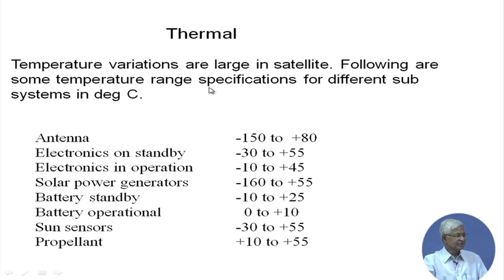Following are some temperature range specifications for different subsystems. These are some typical numbers, you can see the range. The antenna faces the maximum because it is outside. Electronics on standby face larger variation compared to those in operation, because when in operation they generate their own heat. Then the solar power generator also faces large variation, and battery in standby and battery in operation show similar variations to the electronics. Sun sensors and propellants are also listed. These are typical numbers, and all are in degrees centigrade.